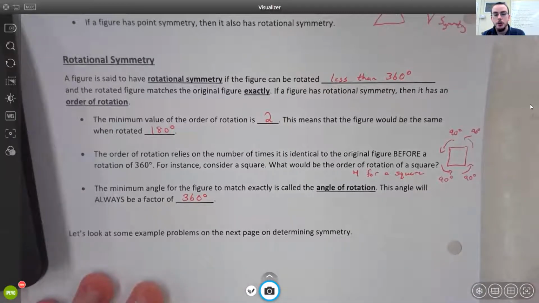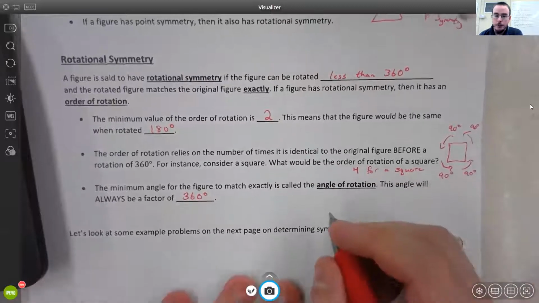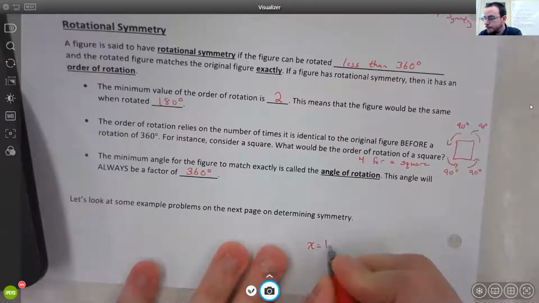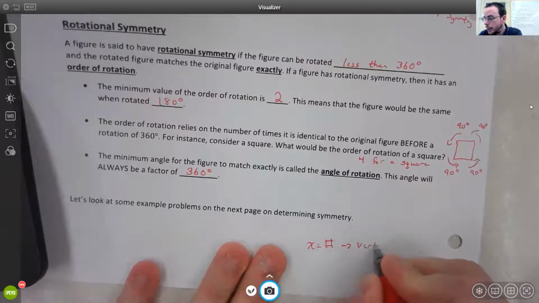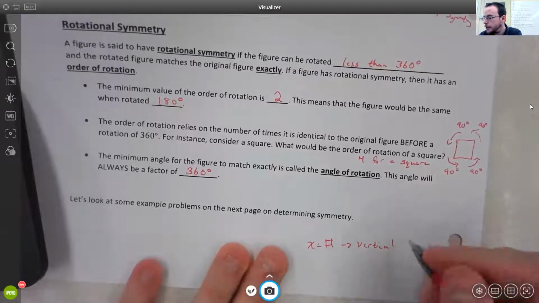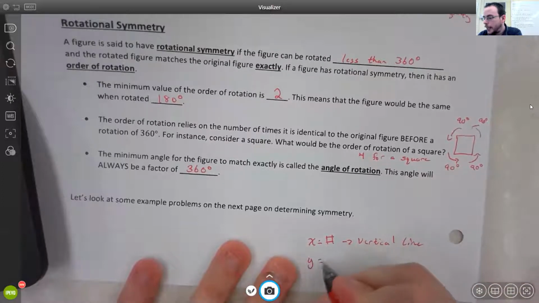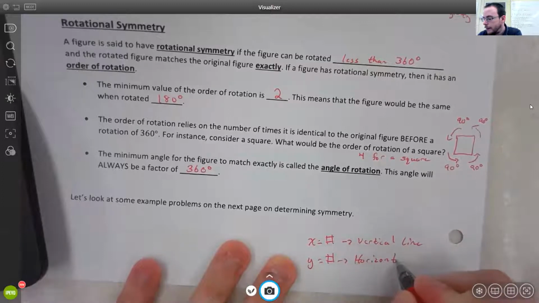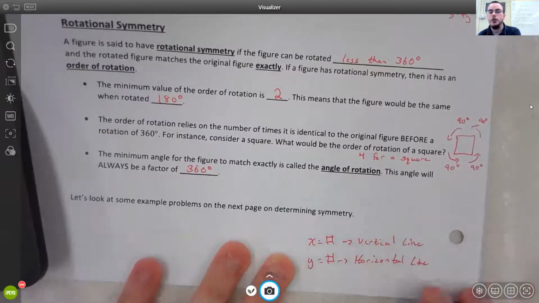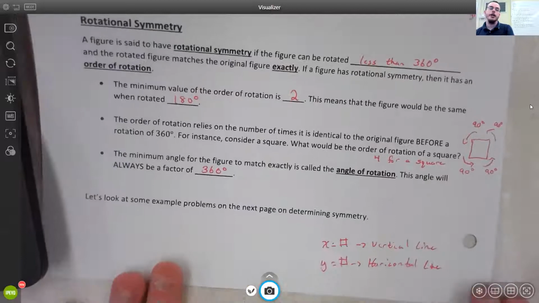Make sure that you remember for the worksheet that an x equals a number is a vertical line. So x equals 2, 7, anything like that. And a y equals a number is a horizontal line. Okay. That's going to be very helpful when you're trying to figure out symmetry.